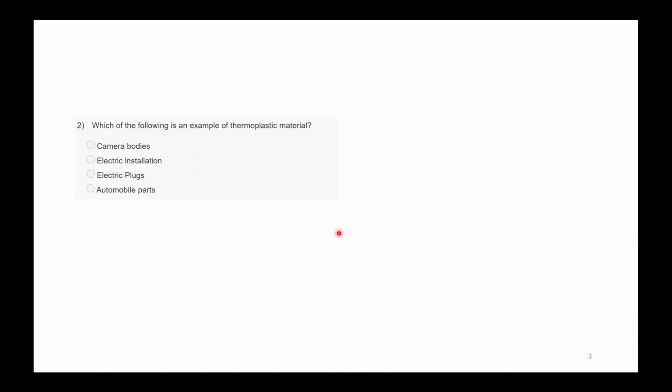Now the next question is, which of the following is an example of a thermoplastic material? The options are camera bodies, electric insulation, electric plugs, and automobile parts. One property that we know about thermoplastics is that they are flexible compared to thermosets. So we can compare that property and get one answer from this. The answer will be electrical insulation.